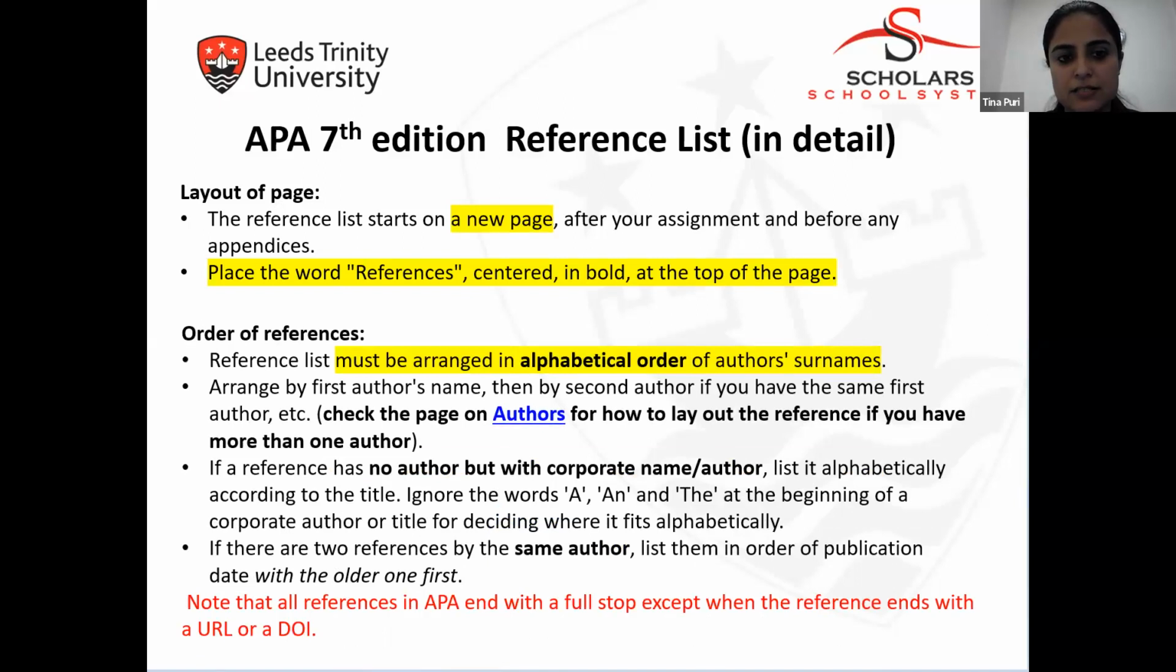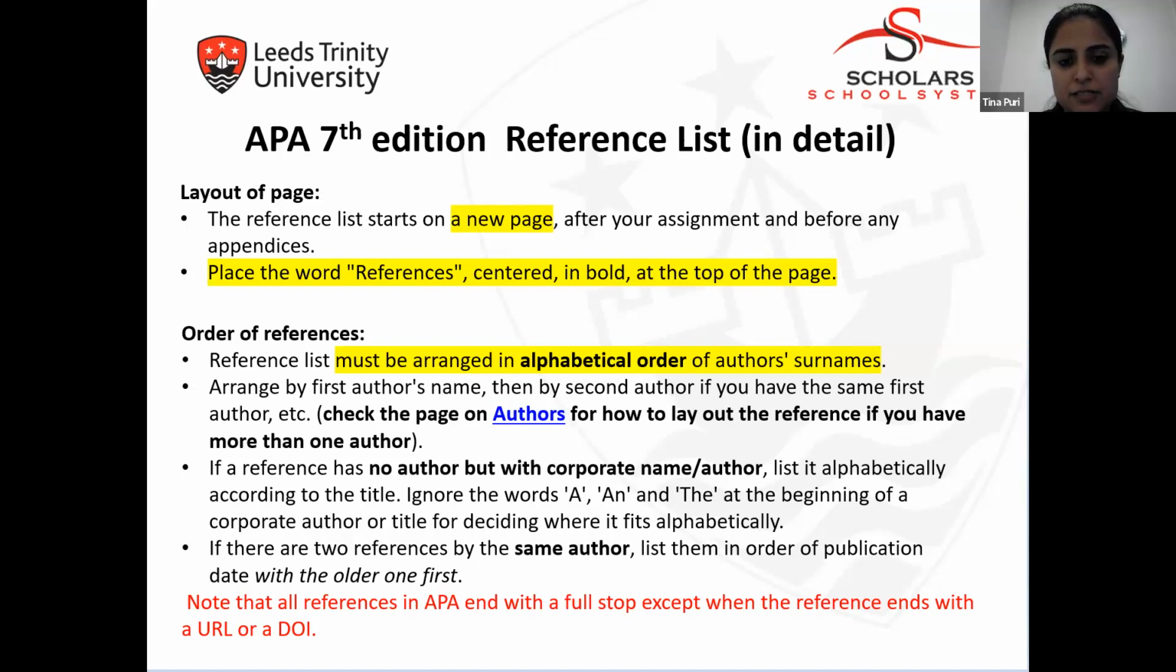Order of the references: the reference list must be arranged in alphabetical order of author's surname, arranged by first author's name, then by second author. If you have the same first author, check the page on authors for how to lay out the reference if you have more than one author. If a reference has no author but has a corporate author name, list it alphabetically according to the title. Ignore the words "a" and "the" at the beginning of the corporate author or title for deciding where it fits alphabetically.